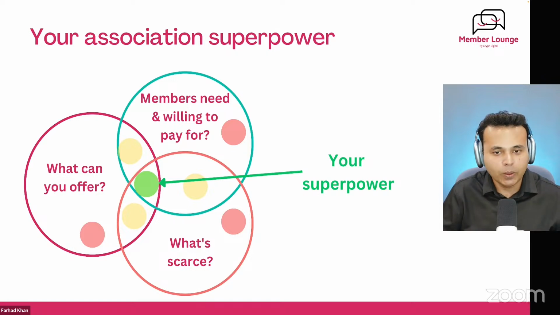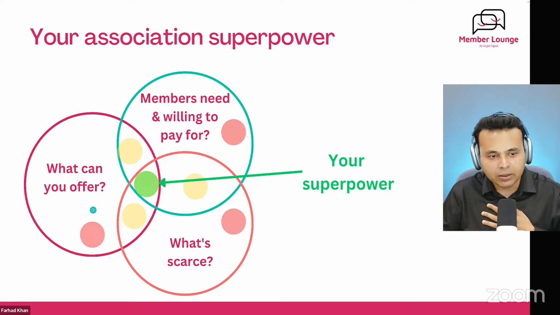Now, what is a superpower? If you want to understand your superpower, we want to understand it by looking at these three circles. So in this Venn diagram, the number one circle is what can you offer? So as an association, what is within your wheelhouse? What can you realistically offer to your members? So understand what you can offer to your members, okay?